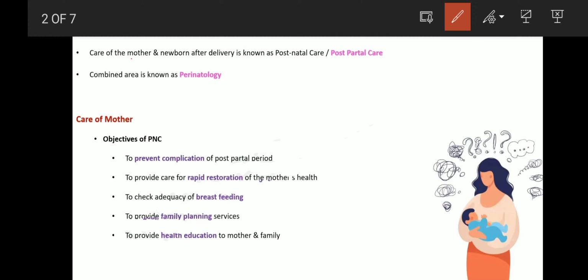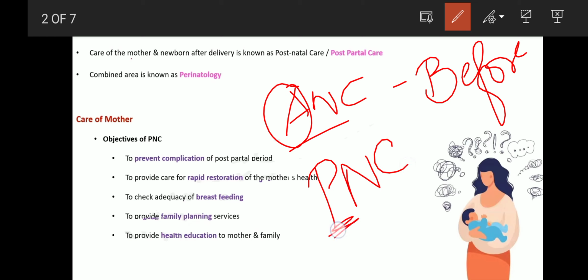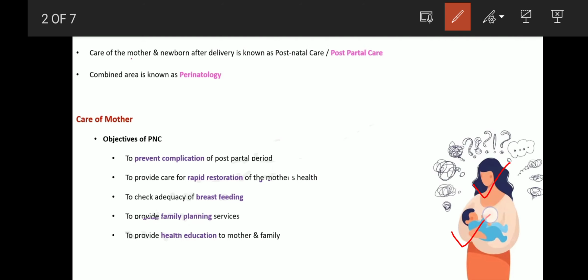So we have studied about ANC in a previous video. Antenatal care is before the delivery. Postnatal care, PNC, is after delivery. Here we are going to take care of the mother as well as the baby.